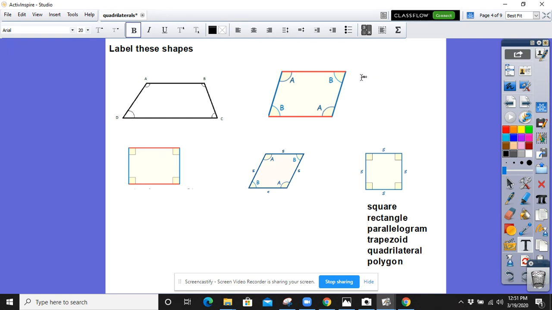If we look here, we should see, okay, there are not 4 right angles, so it can't be a square or a rectangle. But it does have 4 sides and 4 angles, so we know it's a quadrilateral. The opposite sides look like they're equal because these 2 are red, these 2 are blue. So we could say what? It's a parallelogram, it's a quadrilateral, it's a trapezoid, it's a rhombus, right? So you're getting the hang of labeling the shapes.